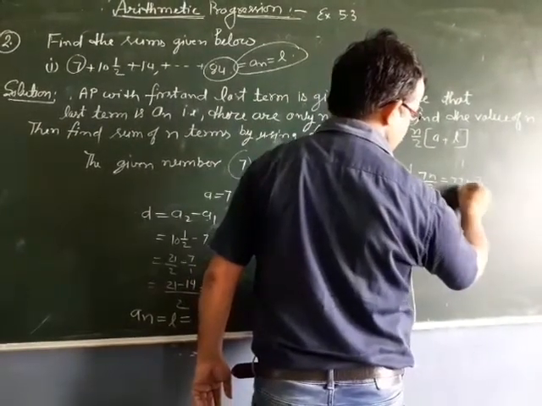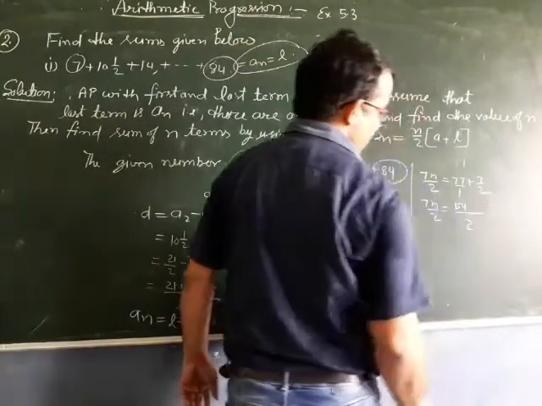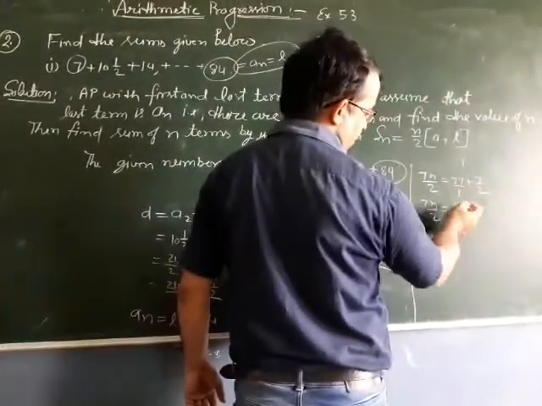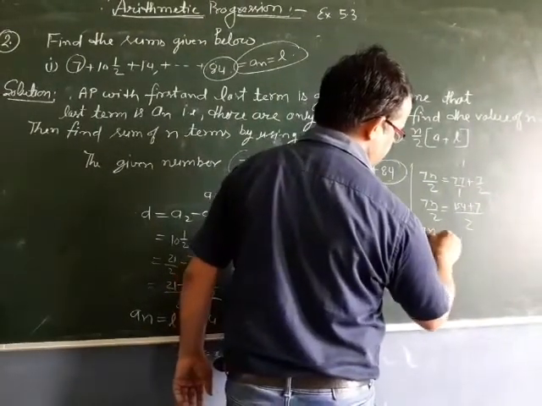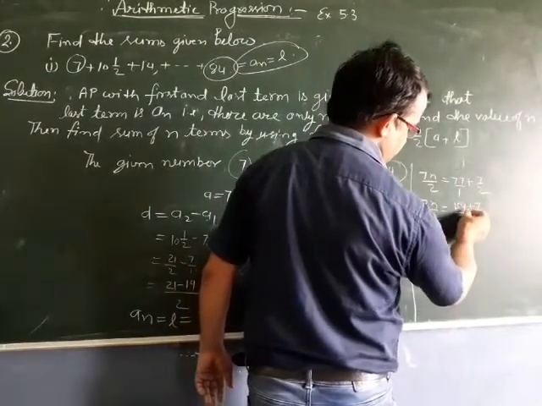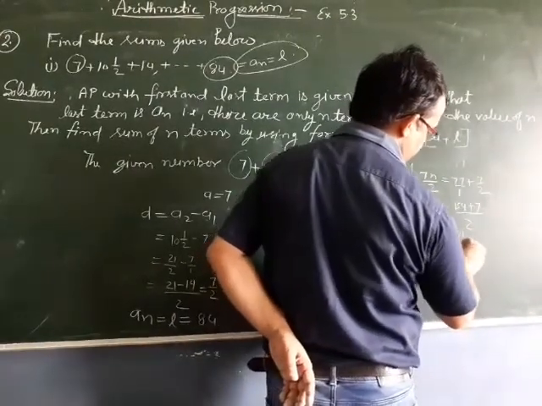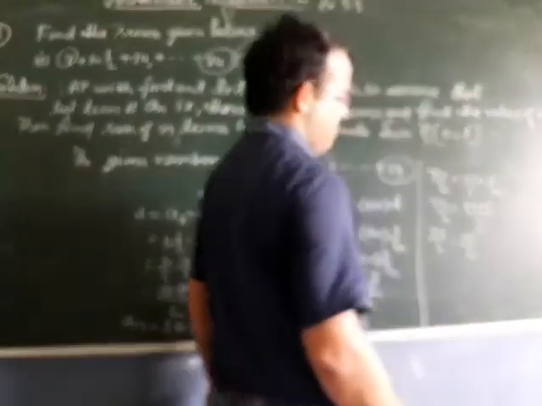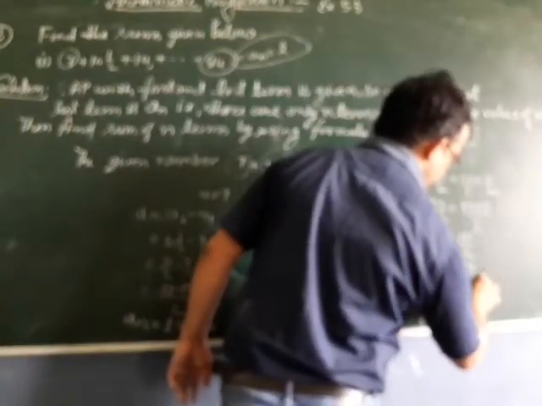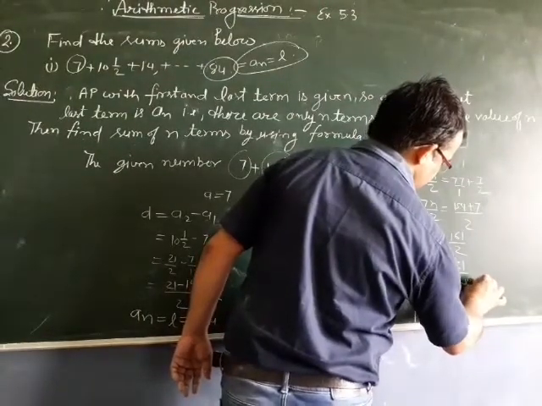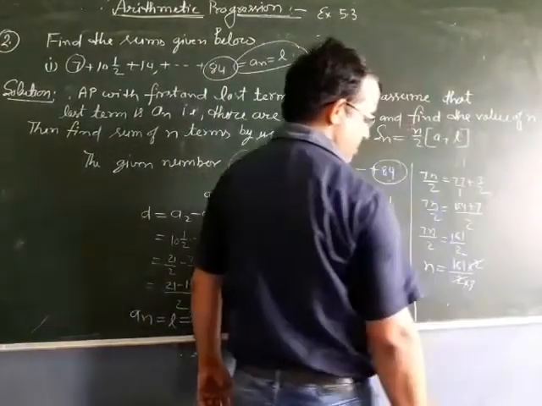Now 7n by 2. Here the LCM is 2. 2 sevens are 14, 2 sevens are 14, 154 plus 7, so we get 161 by 2. Now find n: n is equal to 161 by 2, multiplying 7 into 2. Clear? This 2 is cancelled.